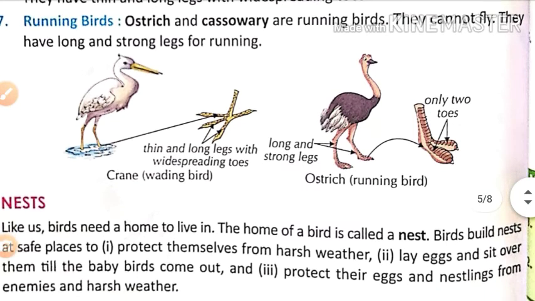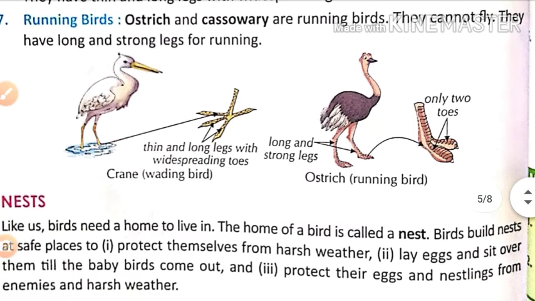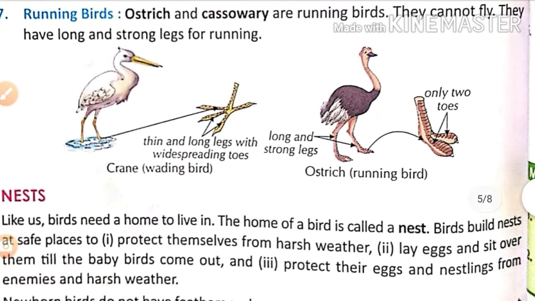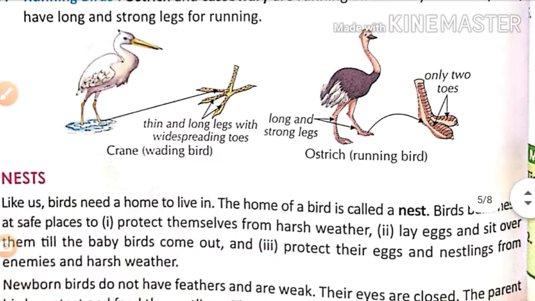Running birds. Ostrich and cassowary are running birds. They cannot fly. They have long and strong legs for running. They run very fast. They have only two toes. See in the picture.